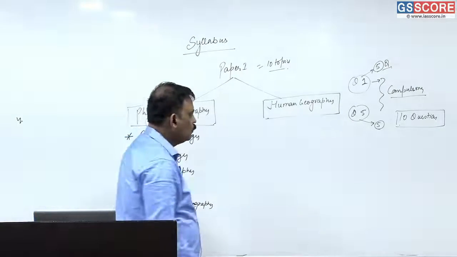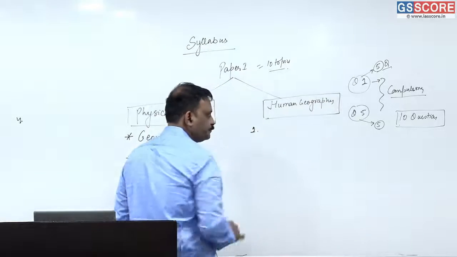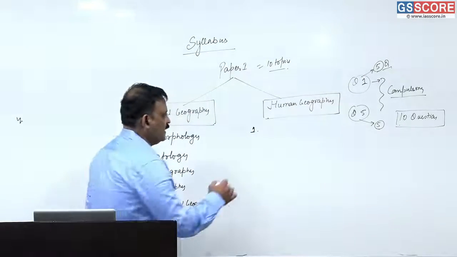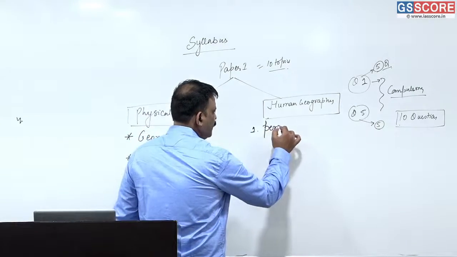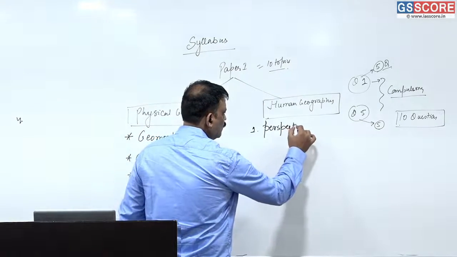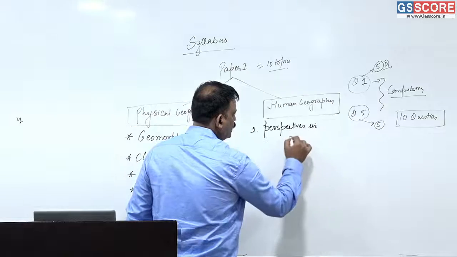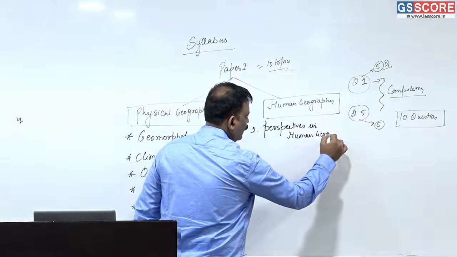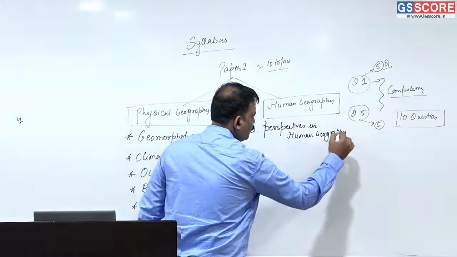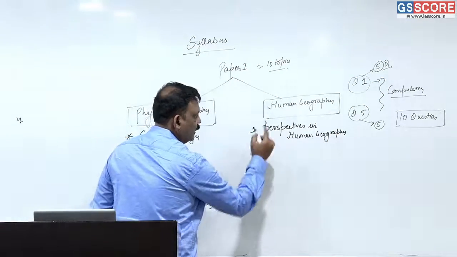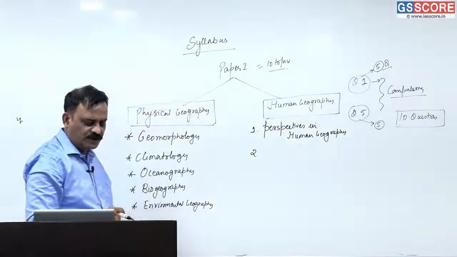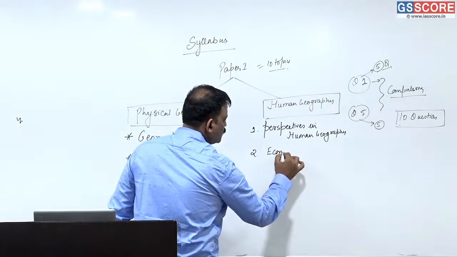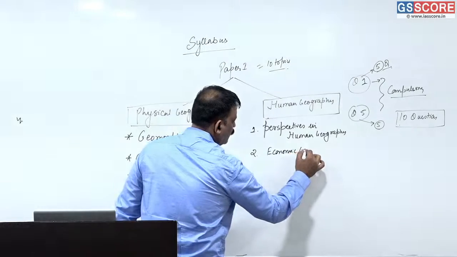Okay, now if you look to the human geography, then you have perspectives. First topic, perspectives in human geography. This is the very first topic in this category of human geography. And the next topic that you have is economic geography.